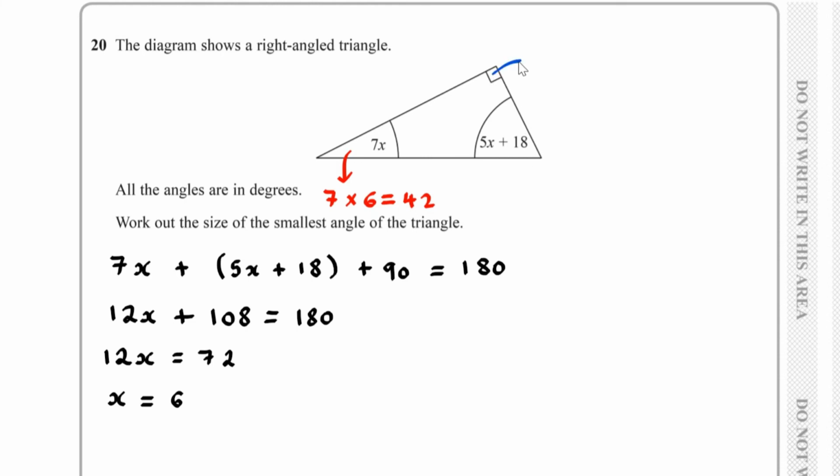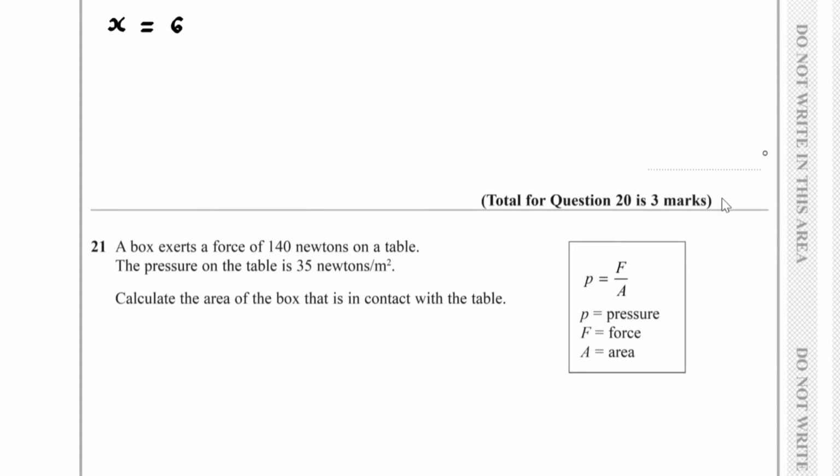The angle here is 90 degrees. The angle here is equal to 5 times 6, which is 30, plus 18, which is equal to 48. The smallest angle, therefore, is 42 degrees.